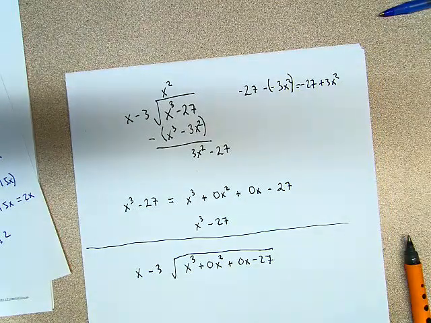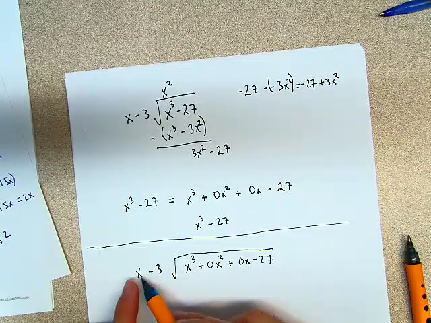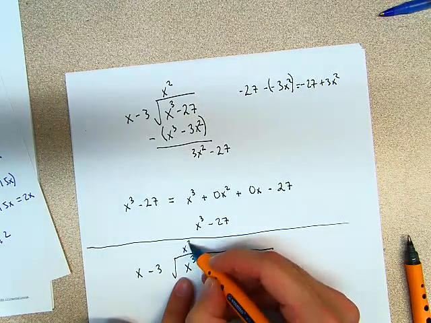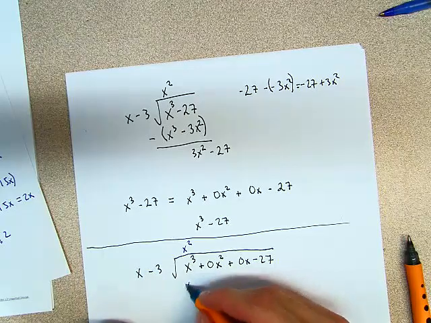Okay, so let's use a different color. And what do we ask ourselves? How many times does x go into x cubed? It goes in x squared times. x squared times x is x cubed.